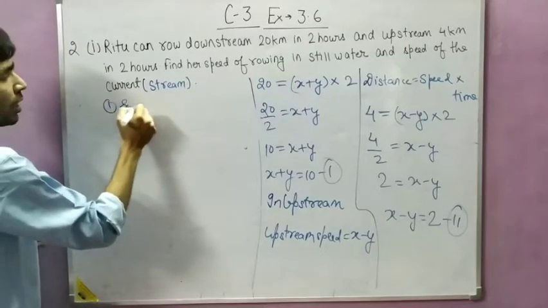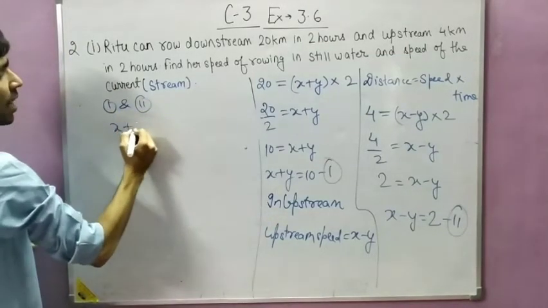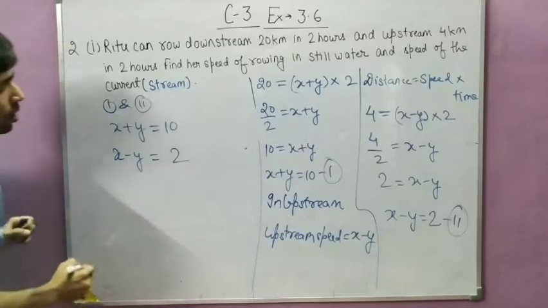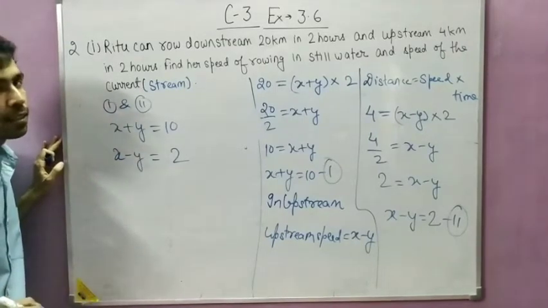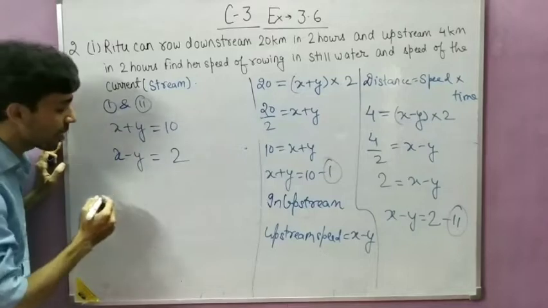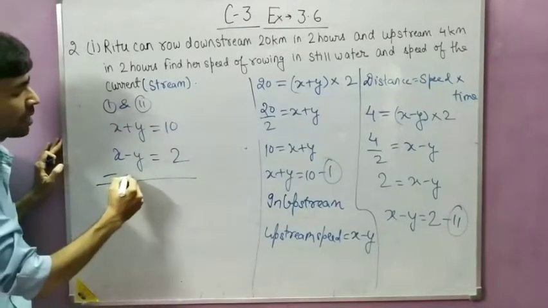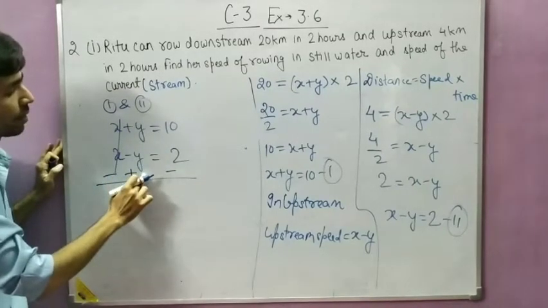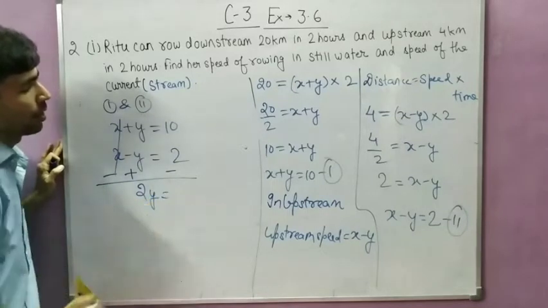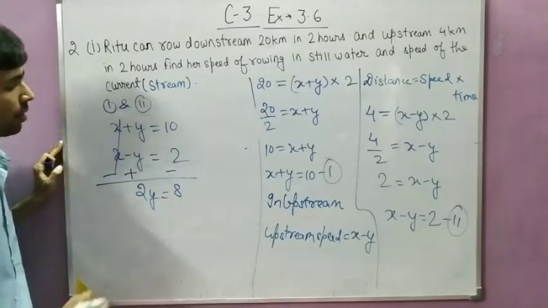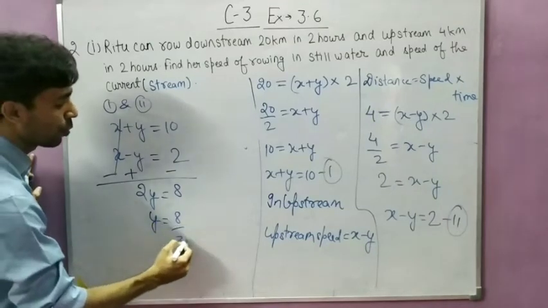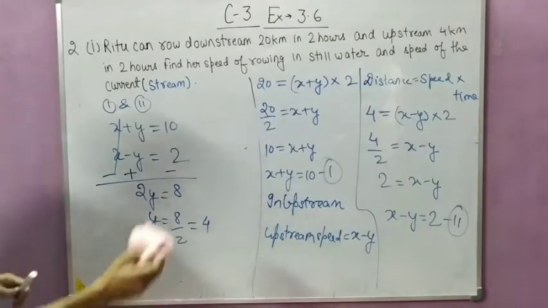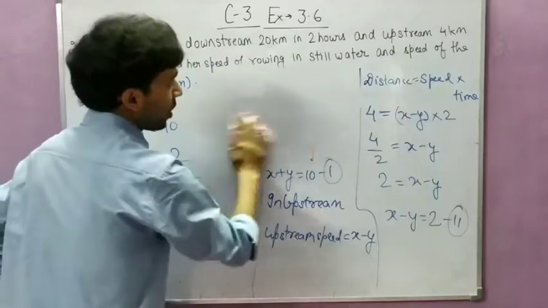So from equation 1 and 2, equation 1 is x plus y equal to 10, equation 2 is x minus y equal to 2. Now, because both x have the same sign, we will subtract. So it will become minus plus minus. So x cancels. So y plus y is equal to 2y, and 10 minus 2 is equal to 8. So y equal to 8 upon 2, that is 4. The value of y we got. Now we can calculate the value of x.